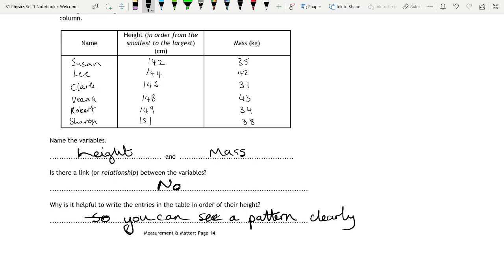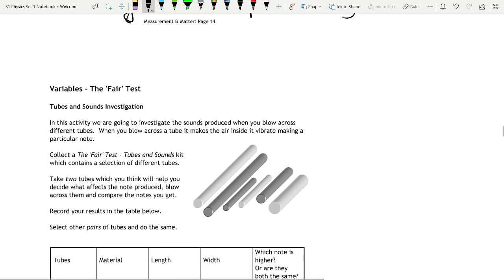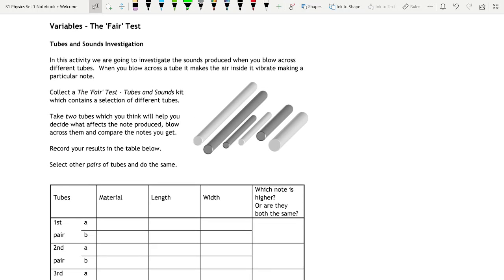So in a fair test, what we need to think about is the variables that we want to change and the variables that we want to keep the same to make sure we do have a fair test. Okay, so we're going to look at the next page. So we're going to be looking at tubes and sounds. Now, you will all be getting a box full of a variety of tubes. Okay? And they're all different sizes and they're made out of different materials.